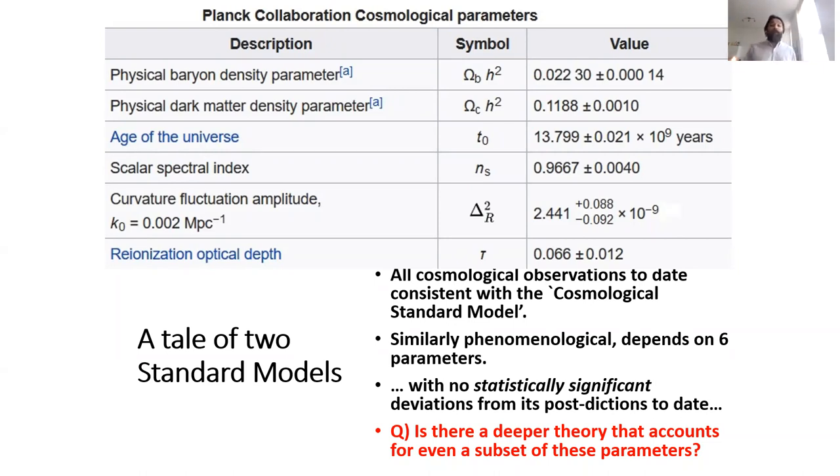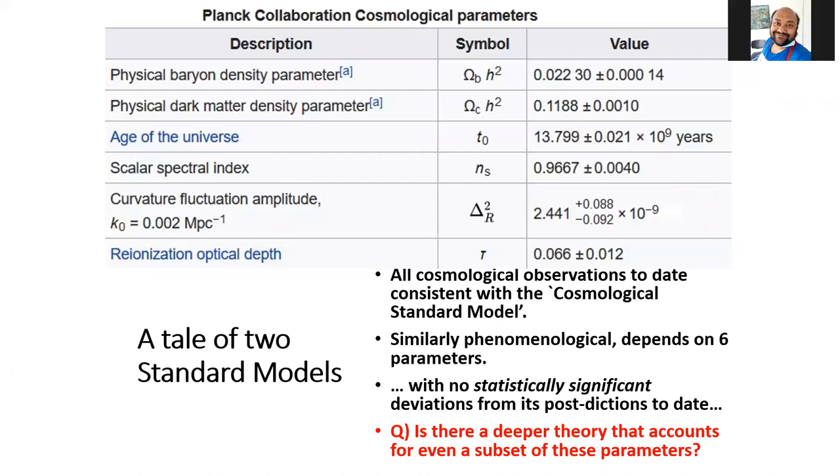And there are no statistically significant deviations yet, although the Hubble tension is starting to get very interesting, I would say. But as of, let's say, 2 or 3 years ago, you would have said that there's no significant deviation. And this also begs the question, is there a deeper theory that accounts for even a subset of these parameters? You may hear something to the effect that inflation predicts some of these numbers. That's actually, in an operational sense, incorrect. You fit a posteriori parameters, such as the amplitude, the spectral index, and its tilt. The simplest models suggest it could be red, but other models could give you just about any number you like.